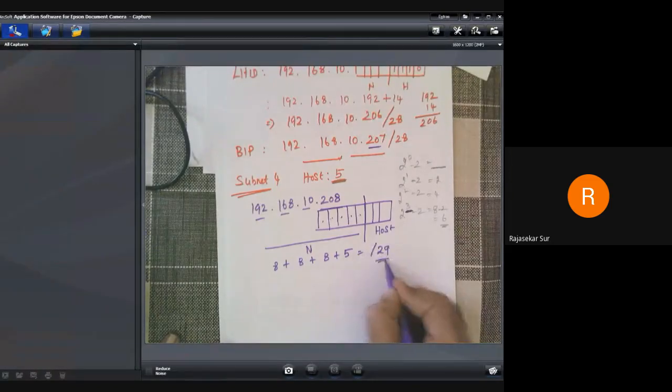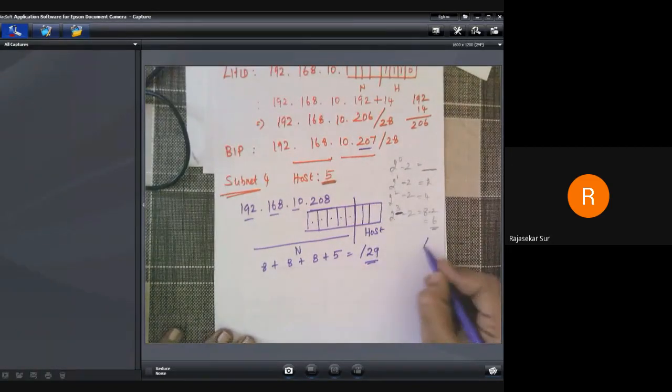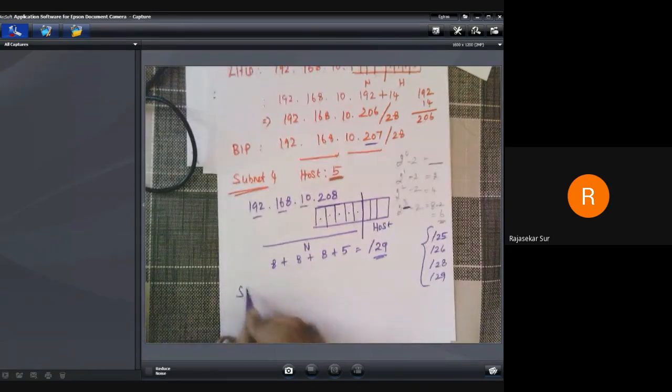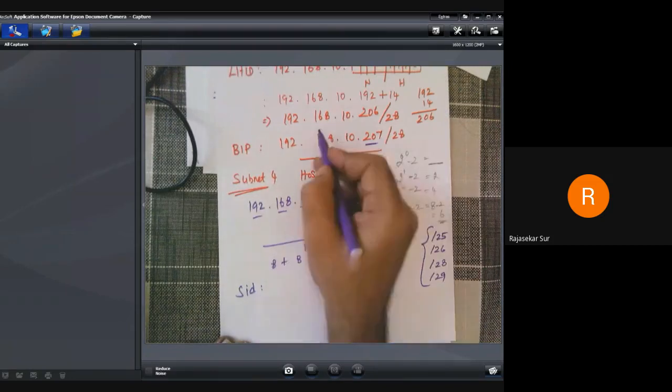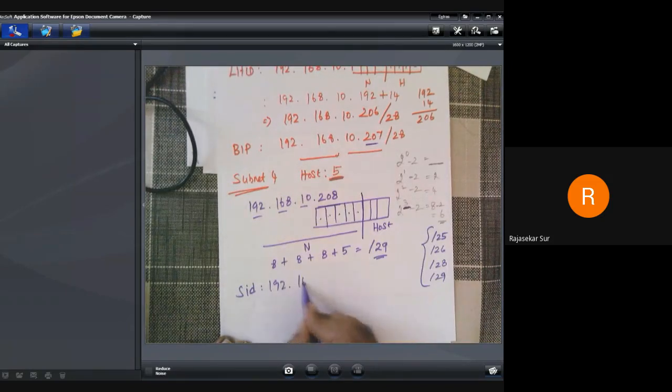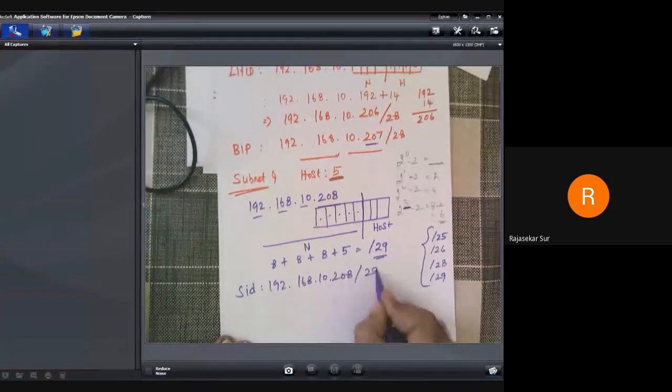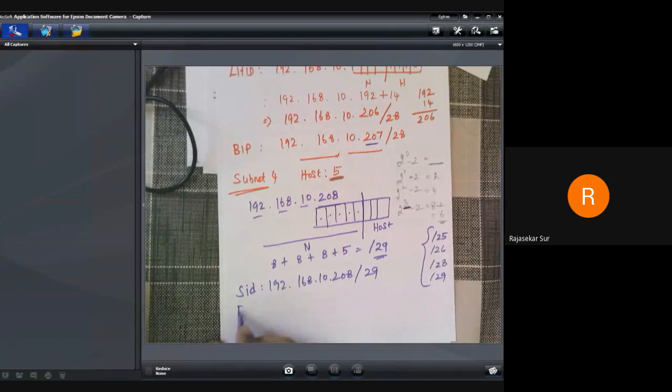If you see, for the first subnet we had /25. For the second subnet we had /26. For the third subnet we had the subnet mask /28. Now we are having /29. This is called variable length subnet mask. Now the subnet ID, very simple. You take it from here: 192.168.10.208/29.